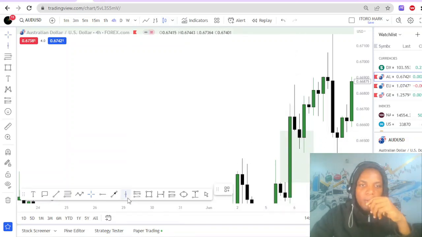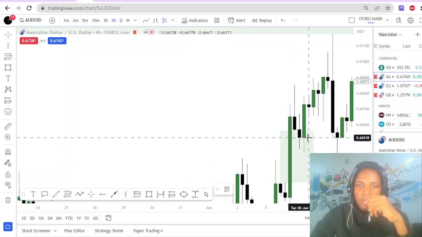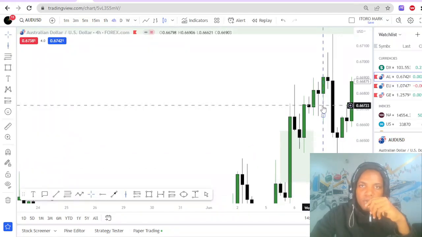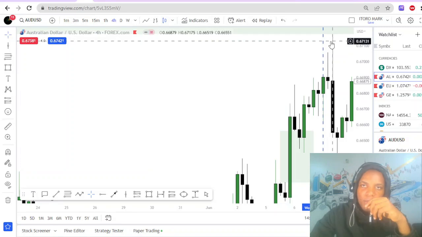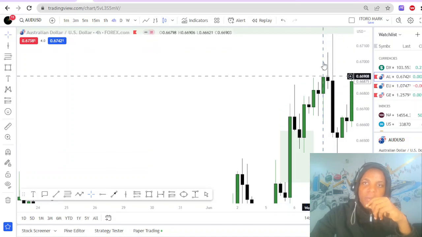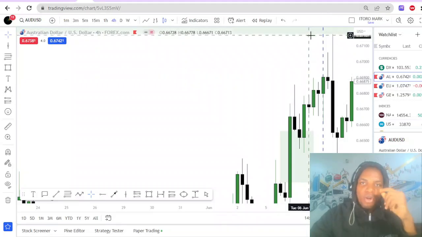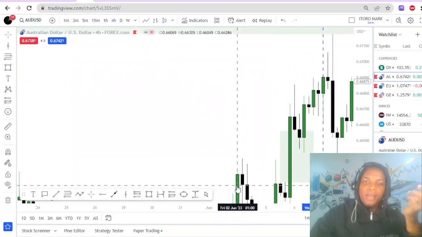It was on a Wednesday. I'm going to take my period separator and mark Wednesday out. It was a Wednesday trade. So from here up to this level here, where price got into this level, I took a buy on AUD/USD. Now, why did I take this buy? One, I had a draw on liquidity. I had a level on the higher time frame where price could go to. Let me show you that level.